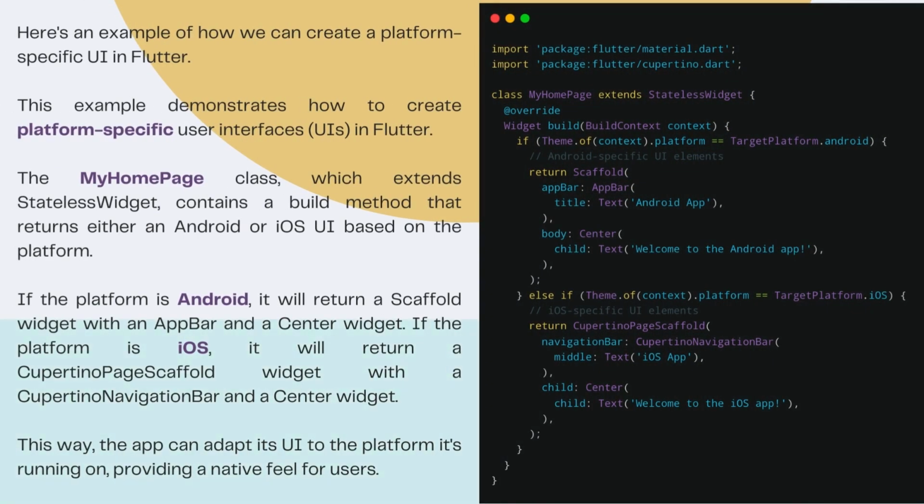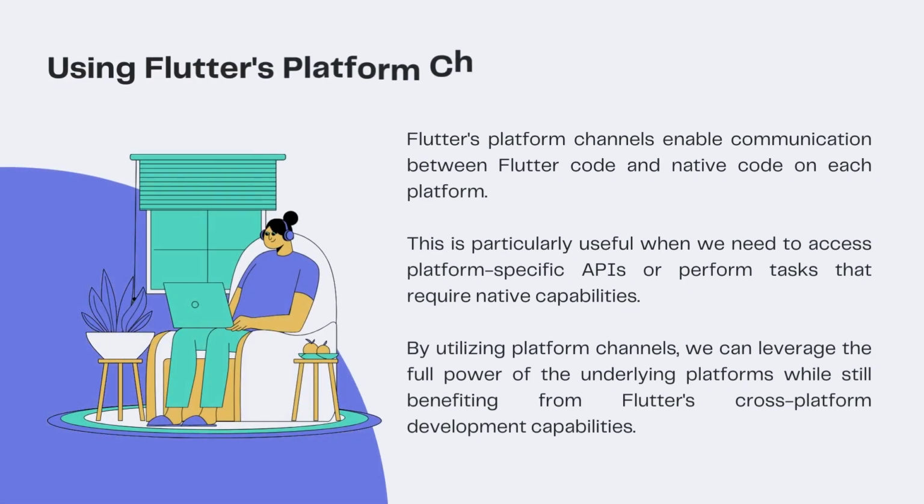Here's an example of how we can create a platform-specific UI in Flutter. This example demonstrates how to create platform-specific user interfaces in Flutter. The MyHomePage class, which extends StatelessWidget, contains a build method that returns either an Android or iOS UI based on the platform. If the platform is Android, it will return a Scaffold widget with an app bar and a Center widget. If the platform is iOS, it will return a CupertinoPageScaffold widget with a CupertinoNavigationBar and a Center widget. This way, the app can adapt its UI to the platform it's running on, providing a native feel for users.